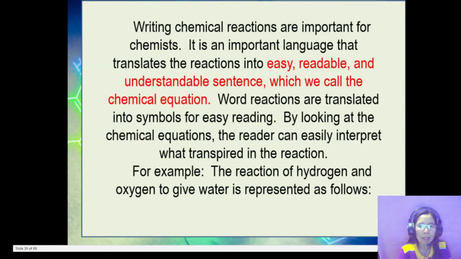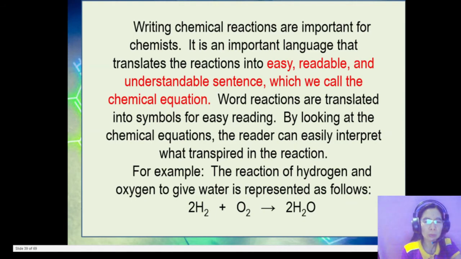Example of that one is the reaction of hydrogen and oxygen to give water, as it is presented here on the slide. So here we have two molecules of hydrogen gas reacted with one molecule of oxygen gas, yields two molecules of water. So for a chemist, looking at this chemical equation, they could easily understand the reaction that is being presented. So that's the importance of writing chemical equations.